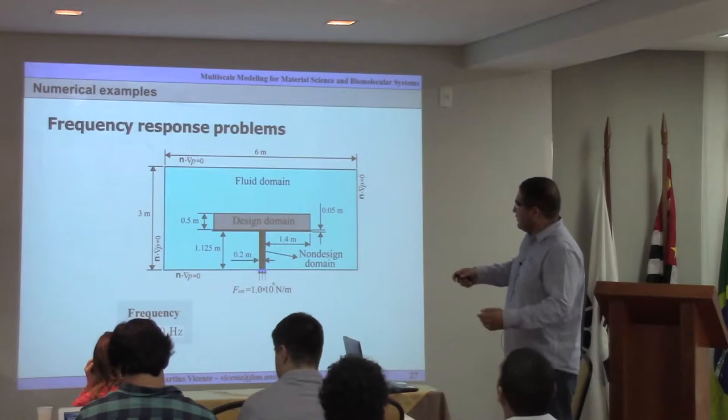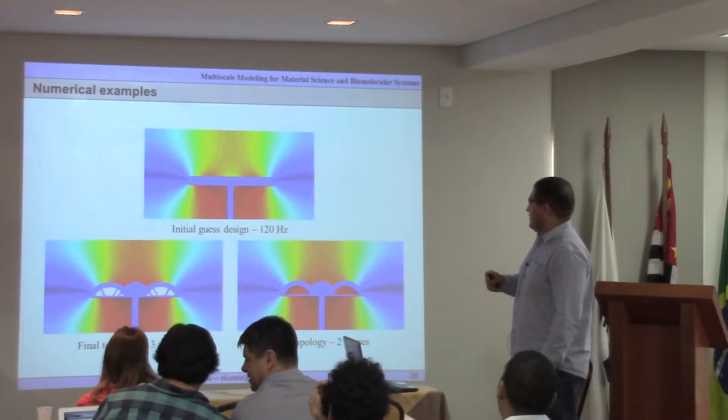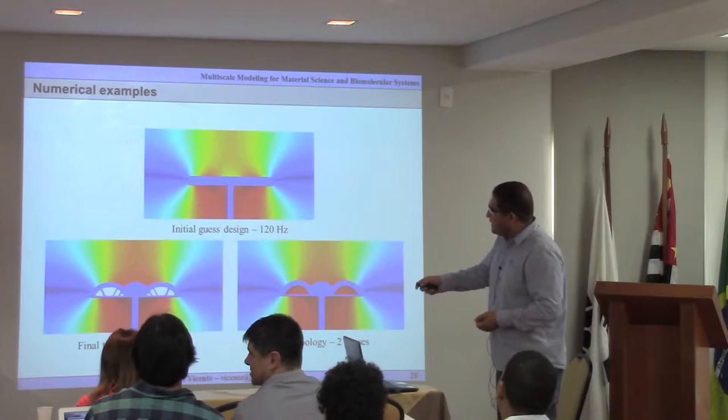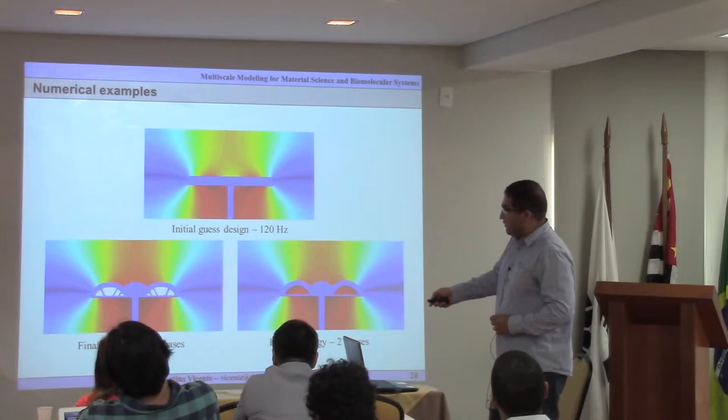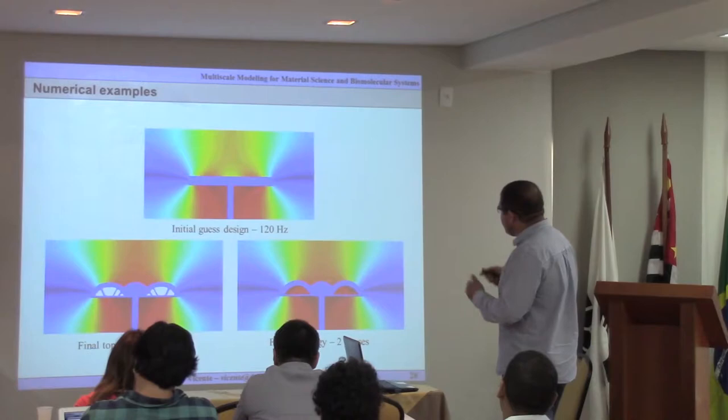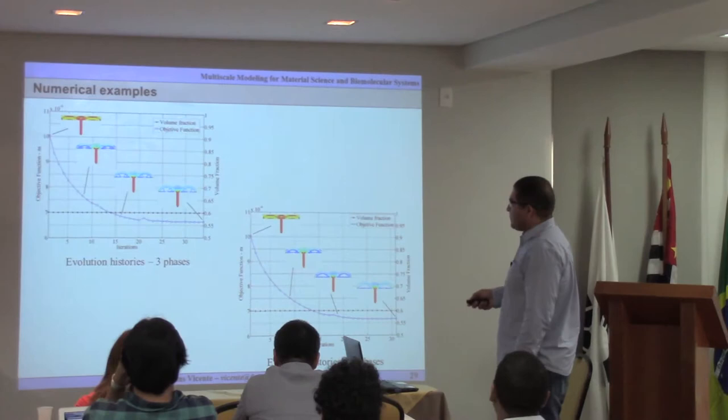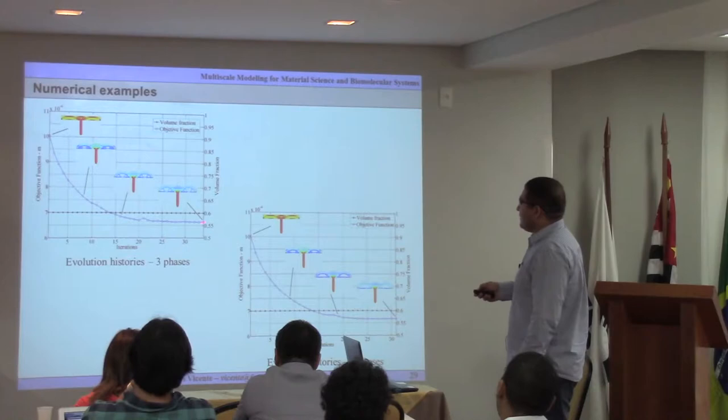The pressure distribution can be seen here, and you can have two kinds of final structure. Considering that the fluid cannot go inside the domain, then you have a three-phase structure, so we have fluid, structure, and void. Or we can consider that the fluid can go inside the domain. Then we have a two-phase final structure. And the evolution of these two different approaches is shown here. The convergence is after 35 and 40 iterations.